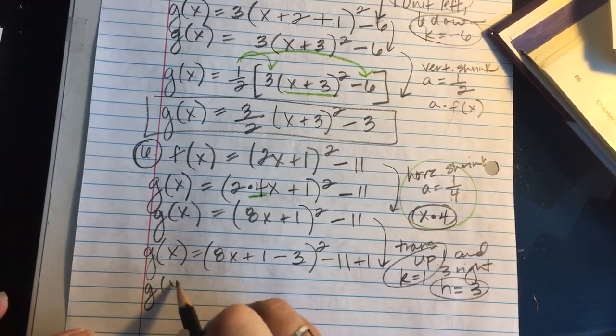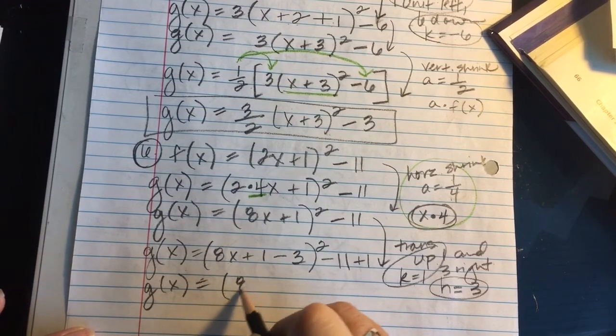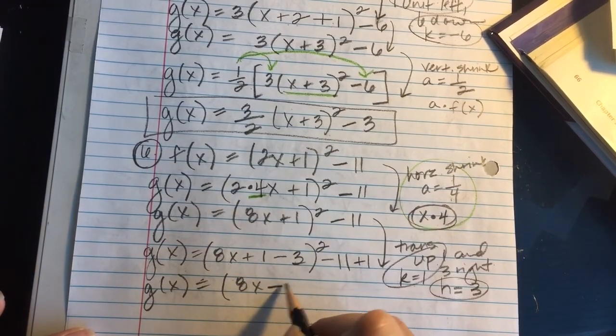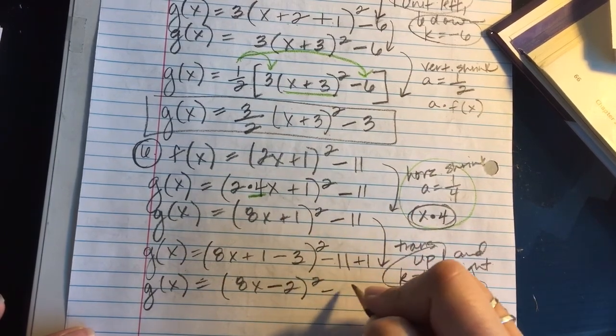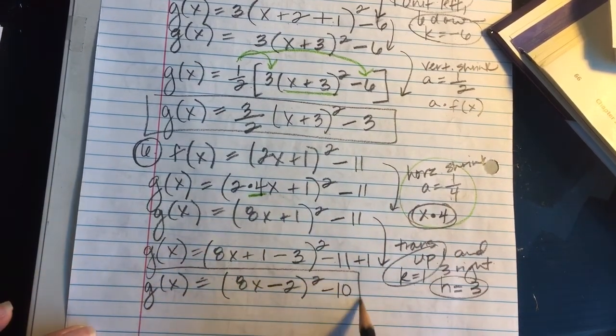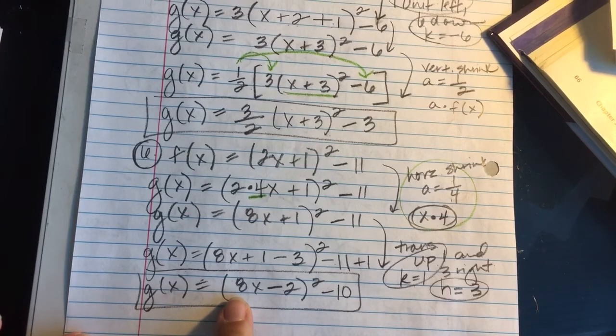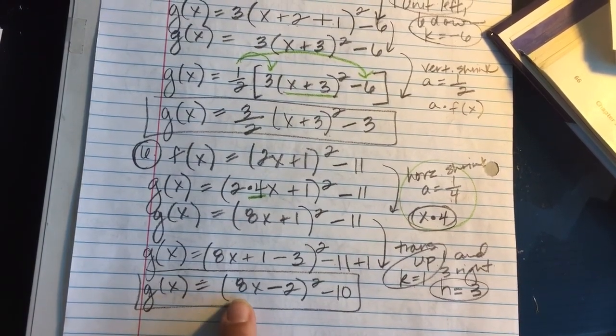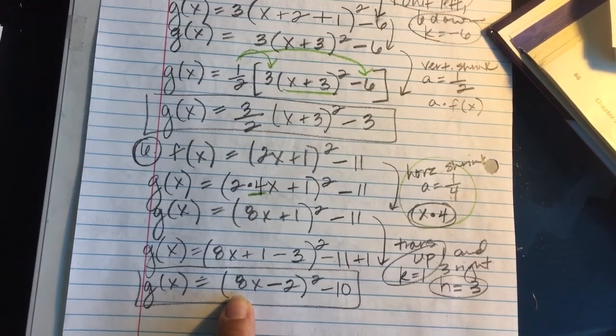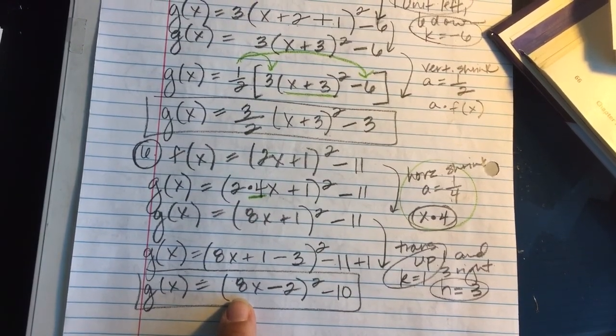So my g of x in this case winds up being, simplify what's in parentheses, 1 minus 3 is going to give me minus 2. And negative 11 plus 1 is going to put me at negative 10. So my horizontal shrink, was it a shrink? Yep. My horizontal shrink made this coefficient of x be 8.